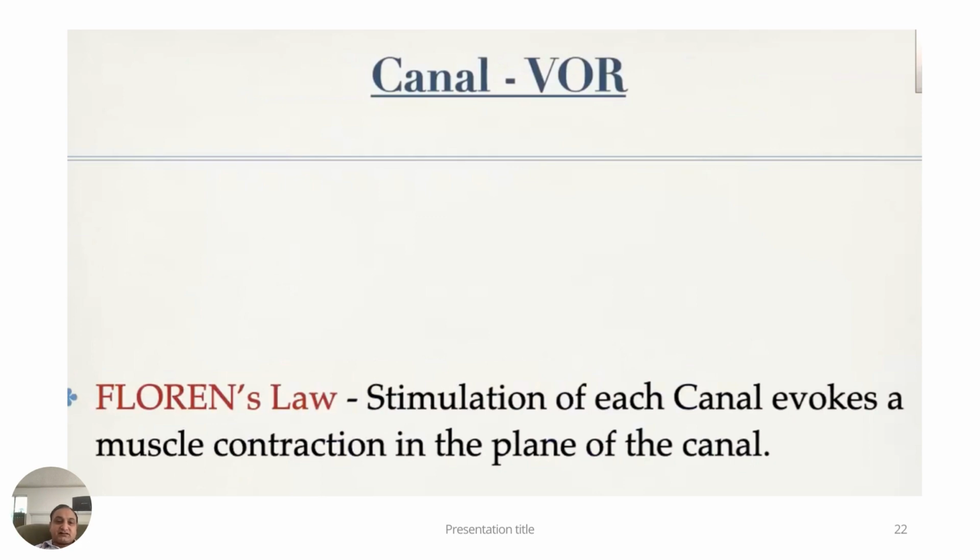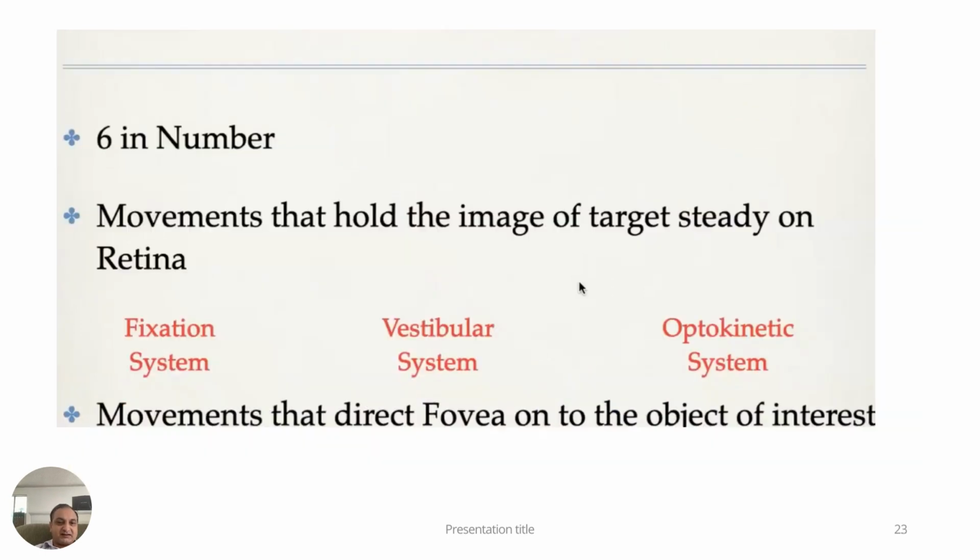The Flourens law says that stimulation of each canal evokes a muscle contraction in the plane of the canal. That's what I just said. If the head movement is in the lateral plane, the lateral group of muscles are stimulated. That is, muscle contraction in the medial rectus and the lateral rectus occurs. If the vertical group of canals, the superior and the posterior canals, are stimulated, the vertical group of muscles, that is the superior rectus, superior oblique, inferior rectus, inferior oblique, are stimulated to provide the corresponding eye movements.